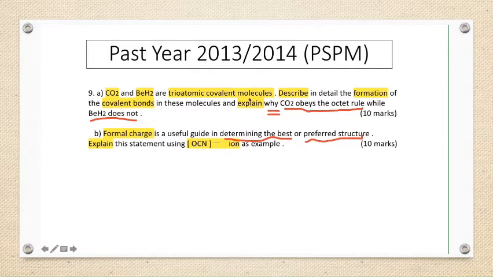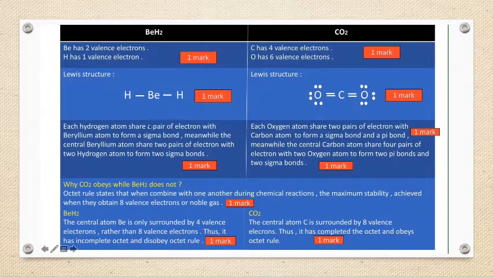So we need to highlight them so that we are alerted to what the question wants. And then describe the formation of the covalent bonds. And then explain why CO2 obeys the octet rule while BeH2 does not. The mark for 9A is 10 marks. So this is the answer for 9A.